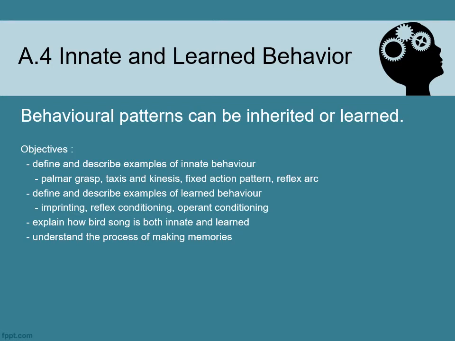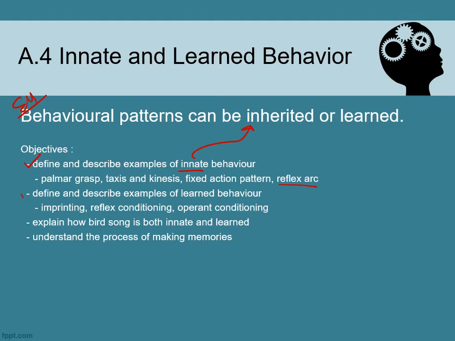Our essential understanding for today is that behavioral patterns can be inherited or learned. Our objectives: we are going to define and describe examples of innate behavior. Innate behaviors are those that can be inherited. Some examples include palmar grasp reflex, taxis and kinesis, fixed action patterns. We're also going to look at the anatomy of a reflex arc.